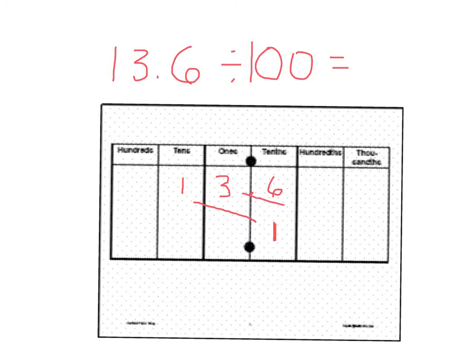3 ones divided by 100. 1 divided by 100 is already a hundredth. So 3 ones divided by 100 is 3 hundredths, which is 0.03, that 3 hundredths right there. And that 6 tenths also gets shifted. So now I have this number, 0.136. I'll write it in here, and the way we read that is 136 thousandths. So that 13 and 6/10 divided by 100 is 136 thousandths.